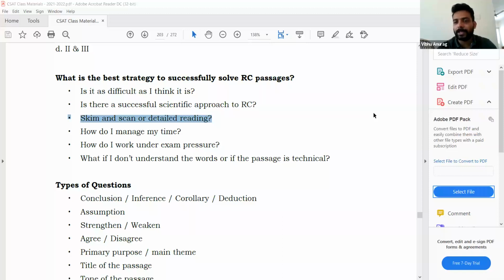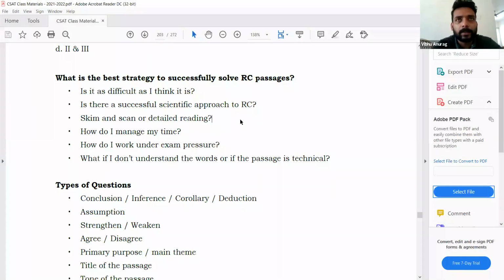For this exam, read in detail. Don't skim. Don't skim. Read in detail. Okay, I'll tell you where skimming is a good idea. Skimming through passages is a good idea in exams where your questions are straightforward and the passages are very lengthy.